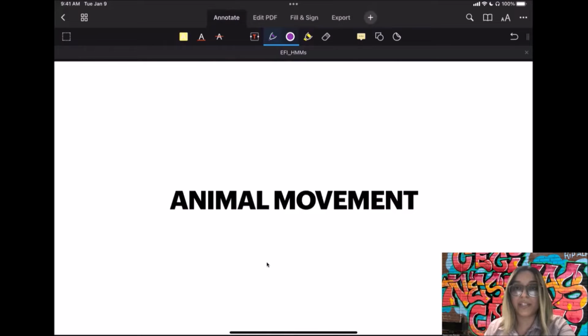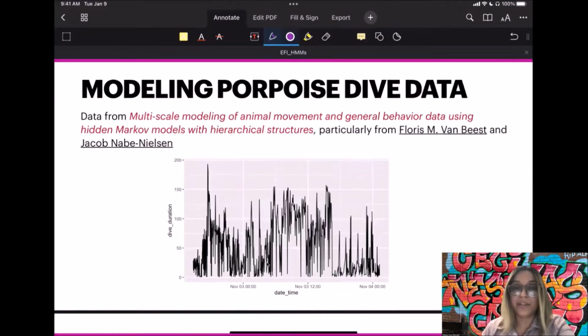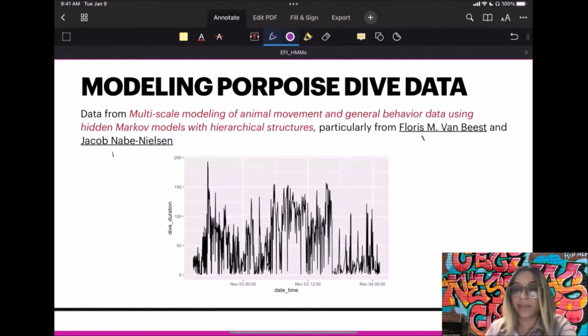So quickly, what does a hidden Markov model then look like for animal movement? Today we'll look at some porpoise dive data. And this data is from multi-scale modeling of animal movement and general behavior data using hidden Markov models with hierarchical structures, a long title, but particularly from Flores van Beest and Jacob Nielsen. So this is a data set that they contributed, and thankful to them for doing so.